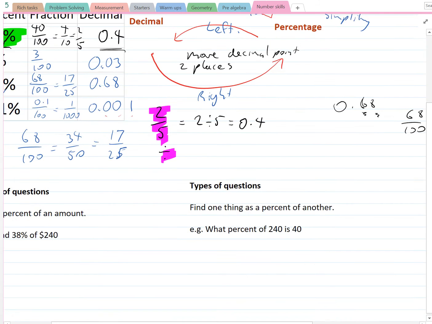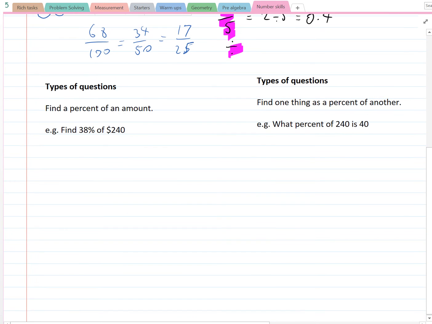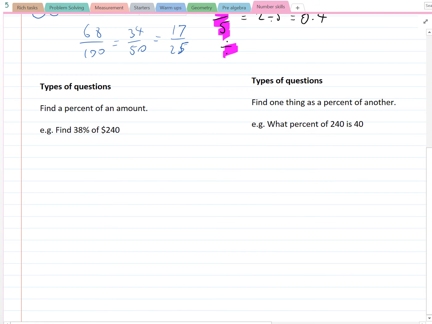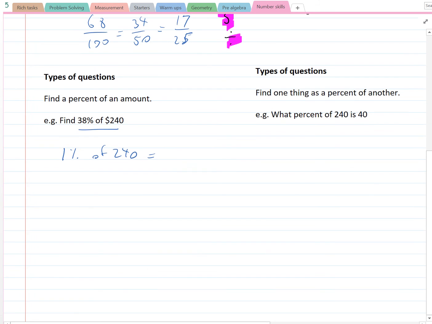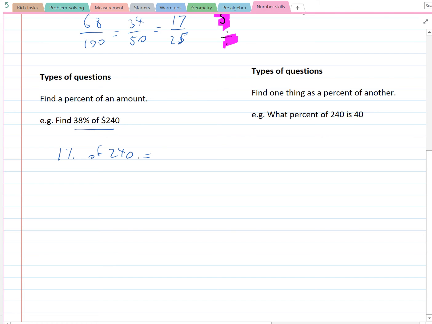All right, let's have a look at some of the other types of questions. Finding a percentage of an amount. Okay, well, you've got 38% of 240. So what I could do is find 1% of 240. Well, 1% is 1 for every 100, and so that is going to be, move my decimal point 2 places, so it's going to be 2.4.